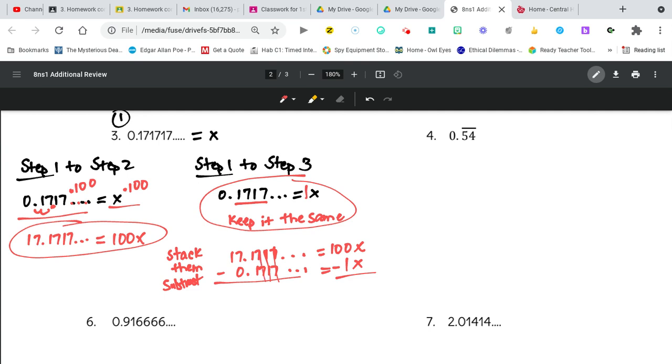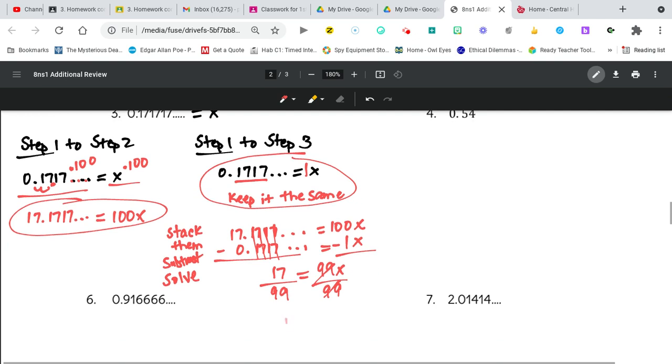On this side, these just turn to 0. 17 minus 0 is 17. 100x minus 1x is 99x. Then after you subtract, you're supposed to solve. So I'm going to divide both sides by 99. 17 is smaller than 99, and it's already in simplest form, so I just leave it as that.